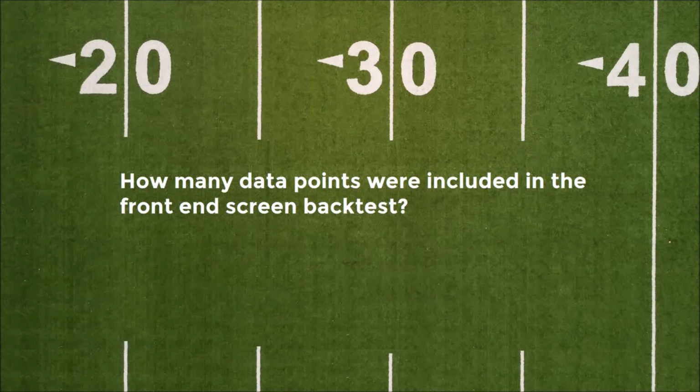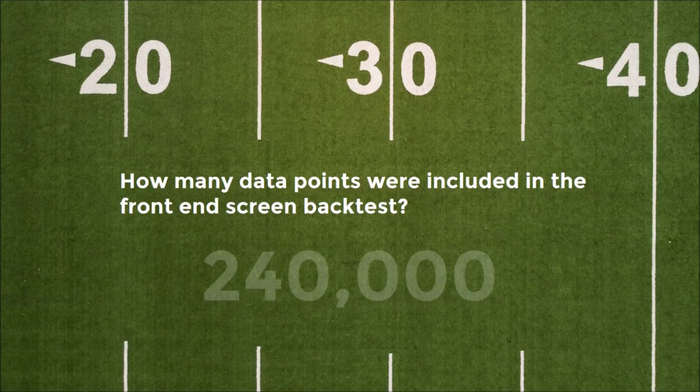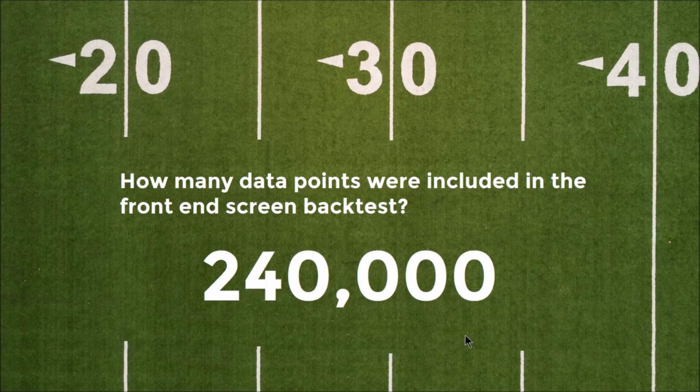To give you some idea of the radical level of detail, the answer to this question, how many data points were included in the front-end screen backtest? The answer: over 240,000. Most of them are represented by zeros and ones that have been manually entered after reviewing charts. None of those answers are particularly complex when viewed in isolation. However, it's nearly impossible for a human being to process that much information. This is an area where computers excel and can assist humans in the decision-making process.